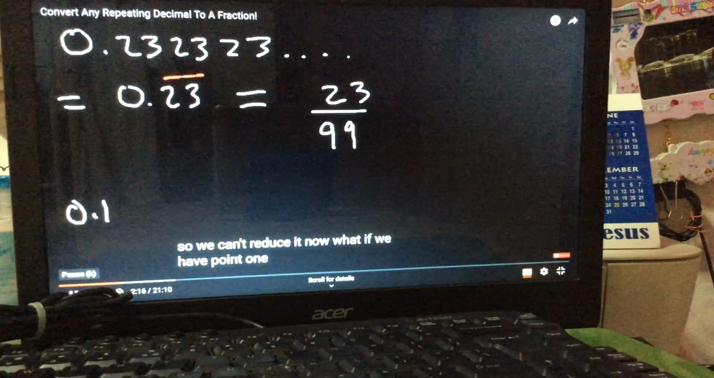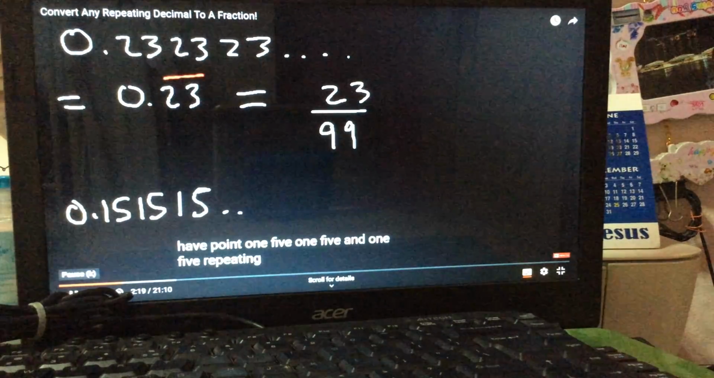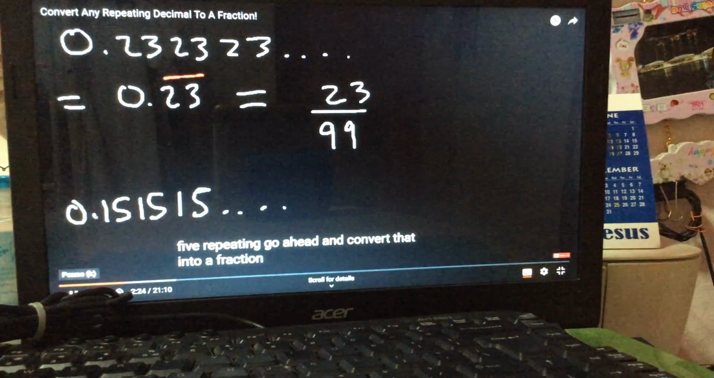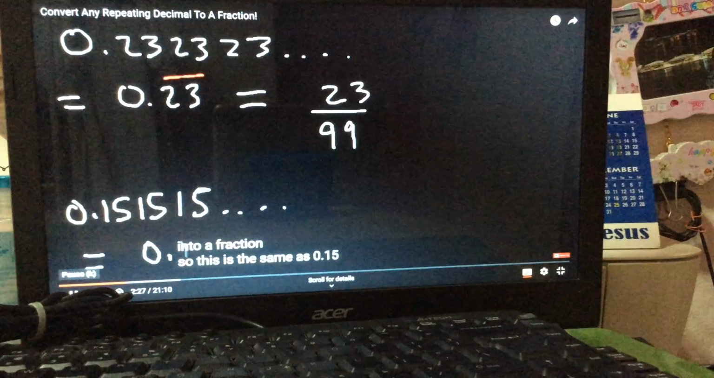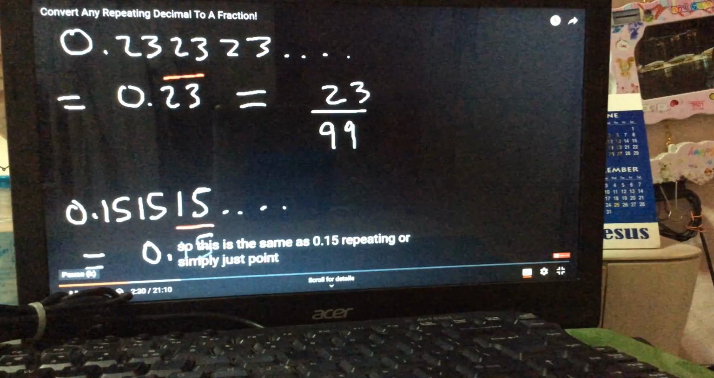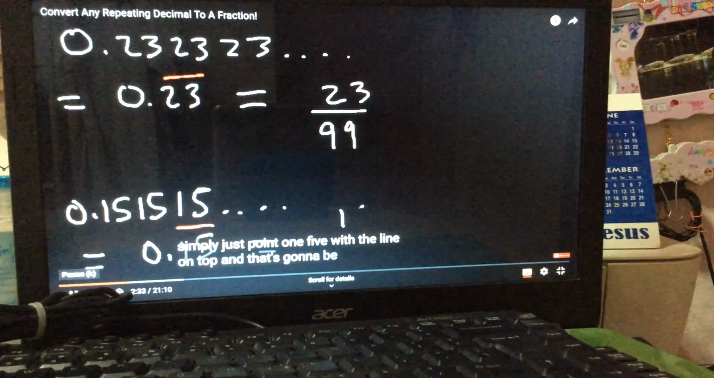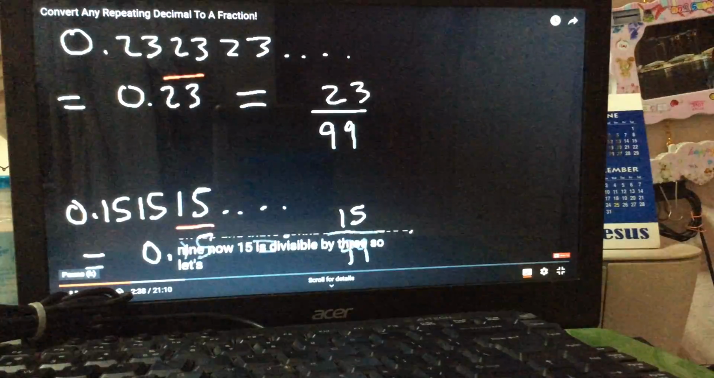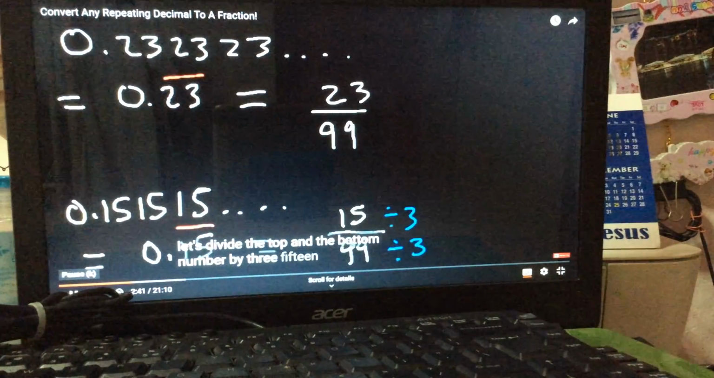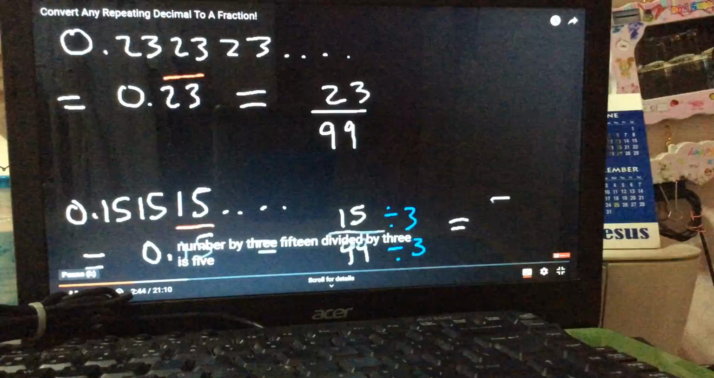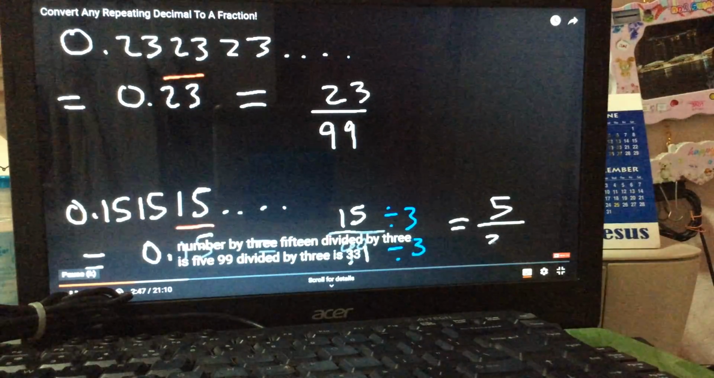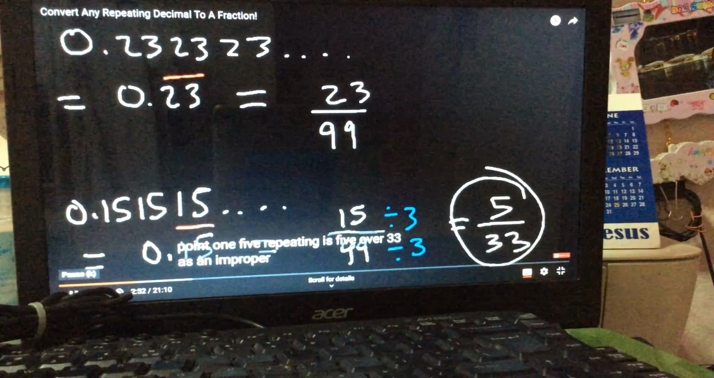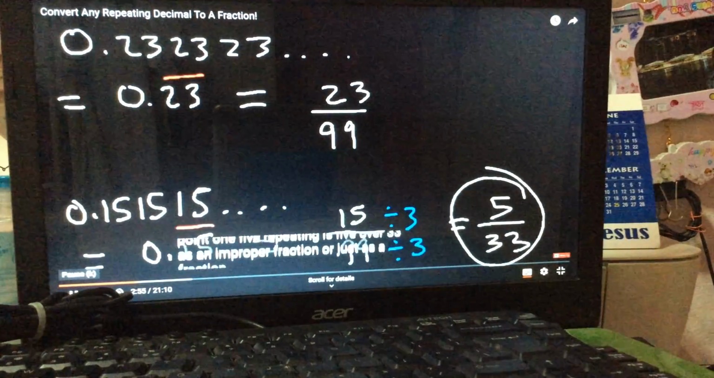Now what if we have 0.151515 repeating? Go ahead and convert that into a fraction. So this is the same as 0.15 repeating, or simply just 0.15 with the line on top. And that's going to be 15 divided by 99. Now 15 is divisible by 3, so let's divide the top and the bottom number by 3. 15 divided by 3 is 5. 99 divided by 3 is 33. So 0.15 repeating is 5 over 33 as a fraction.